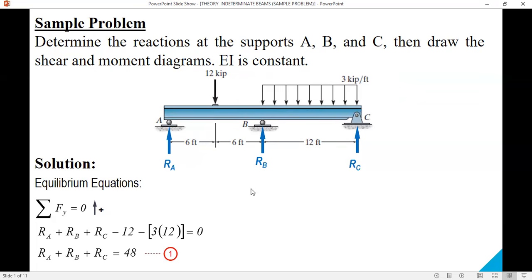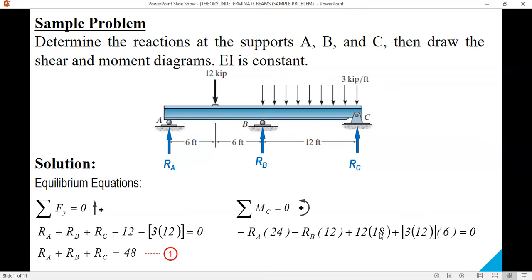The other equilibrium equation, or condition, is the summation of moment about any point, either A, B, or C. Just pick any of the supports. Suppose we sum up moment about point C, and we denote counterclockwise as positive. So the moment of RA is negative since the direction is clockwise. For RB, negative also since clockwise. For the 12 kip load, it's positive since the direction is counterclockwise. For the distributed load resultant, positive also.